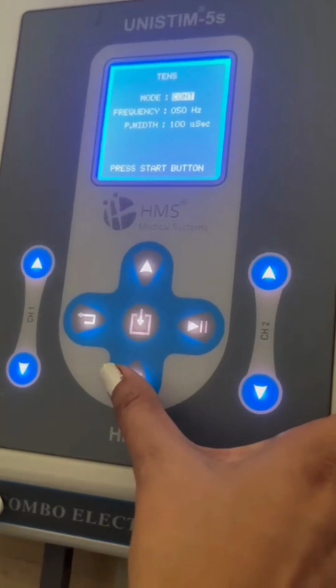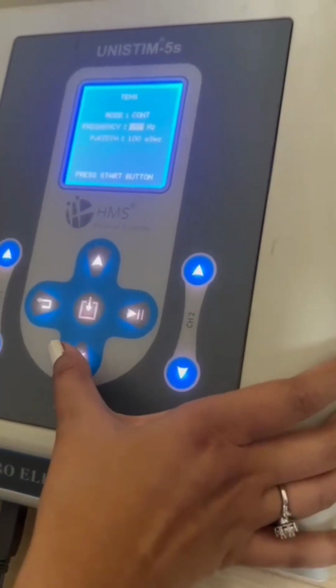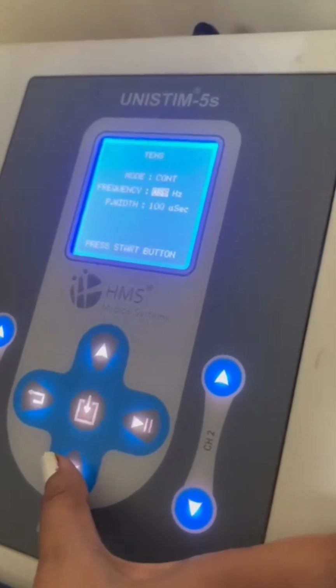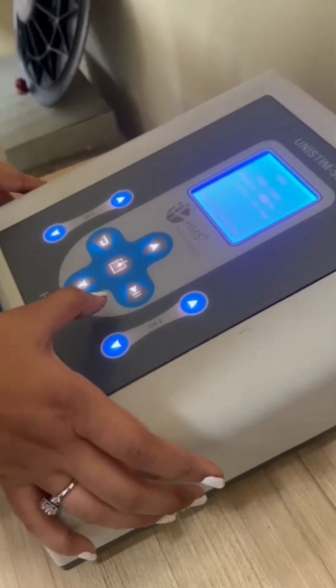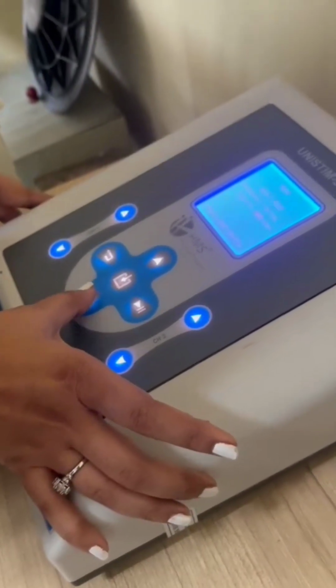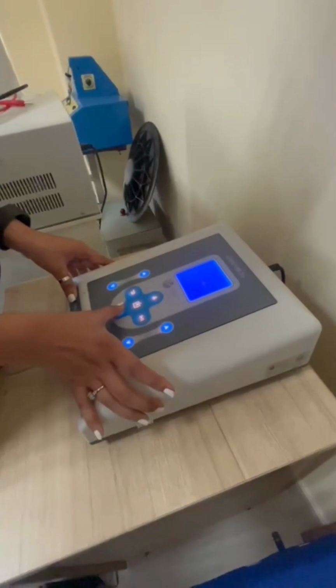And now coming to the parameters. We have 4 parameters: waveform, frequency, pulse width, and amplitude. We have to set the appropriate technique with the appropriate parameters. Constantly ask the patient whether the intensity is variable or not, and whether a tingling sensation is felt by the patient.